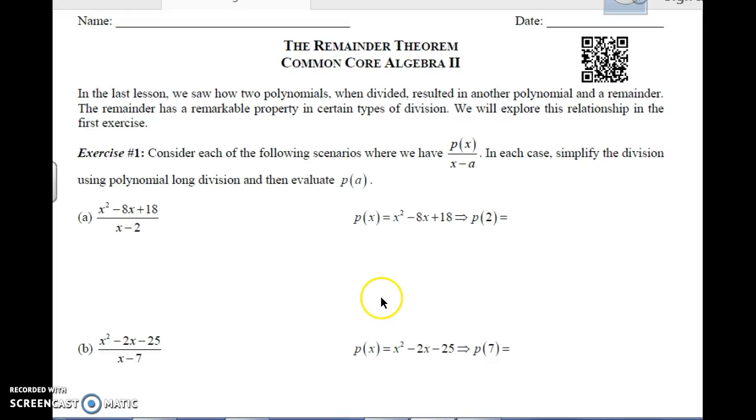This is Algebra 2, Unit 10, Lesson 11 on the remainder theorem. Now, in the last lesson, we saw how two polynomials, when divided, result in another polynomial and a remainder. The remainder has a remarkable property in certain types of division, so we're going to explore this relationship in the first exercise. What we are going to do is divide these polynomials and then look at what happens with the remainder.